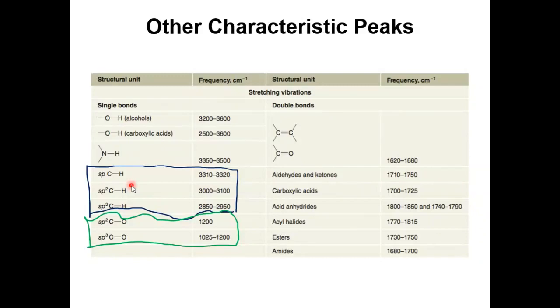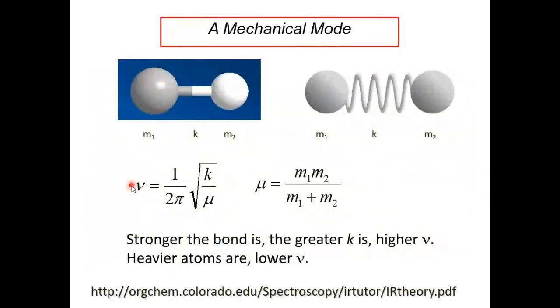And for a similar degree, you will see the CO stretching vibration. We are talking about single bonds only. If the carbon is sp2 hybridized, it's 1200. And if it's sp3 hybridized, then the stretching vibration is somewhere around 1100, actually usually below 1200. Why is that the case? To understand that, I would like to introduce a mechanical model.